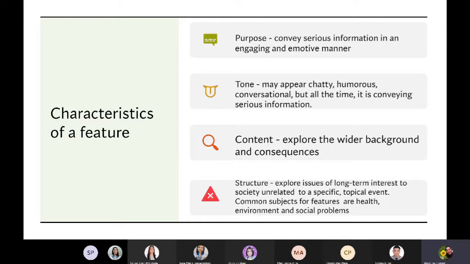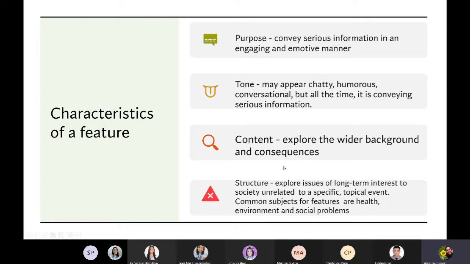And each of the purpose, tone, content, and structure has their description. Even other articles have this purpose, tone, content, and structure, but only the feature article can have the purpose that needs an emotive manner, a tone that can be chatty, a content that explores wider background, and a structure that can include things unrelated to the topical event. Okay, so I hope you're getting it.